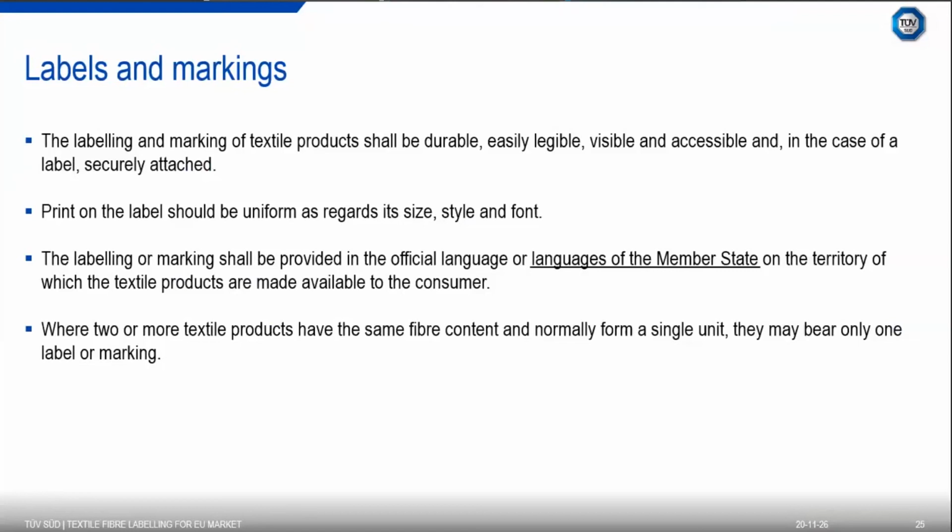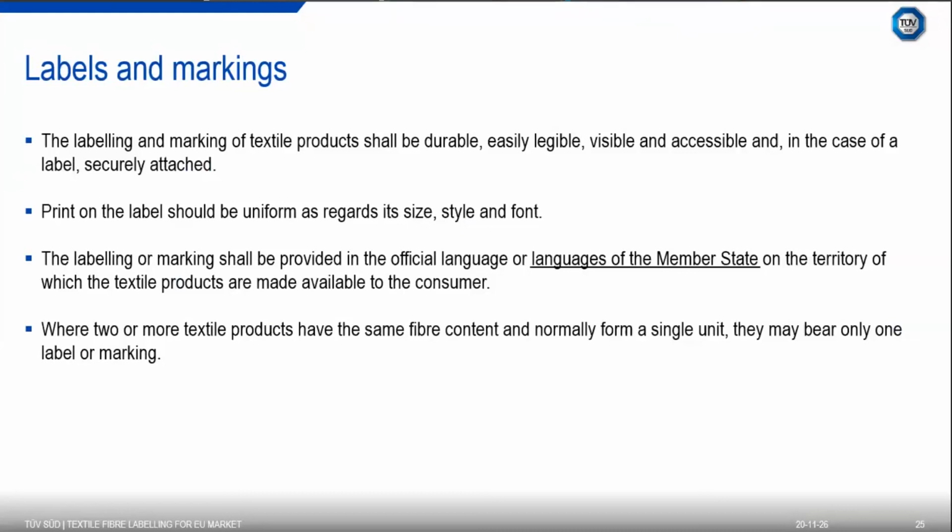Where two or more products which have the same fiber content are sold as one unit or as a pair, for example hosiery products like socks or gloves, which are always sold in a pair, only one component can be labeled. Both of the pair do not need to be labeled separately. Only one of the pair can be labeled.